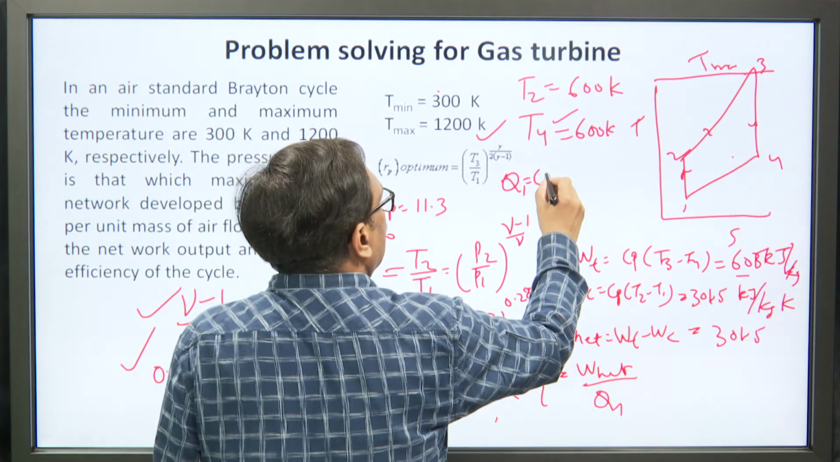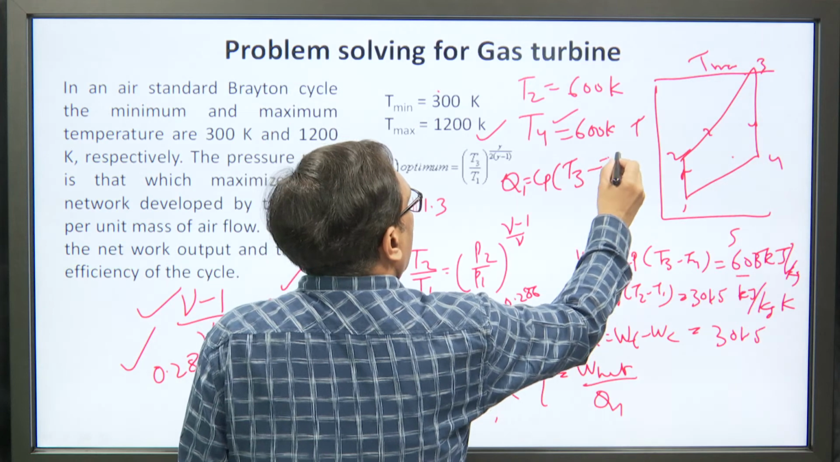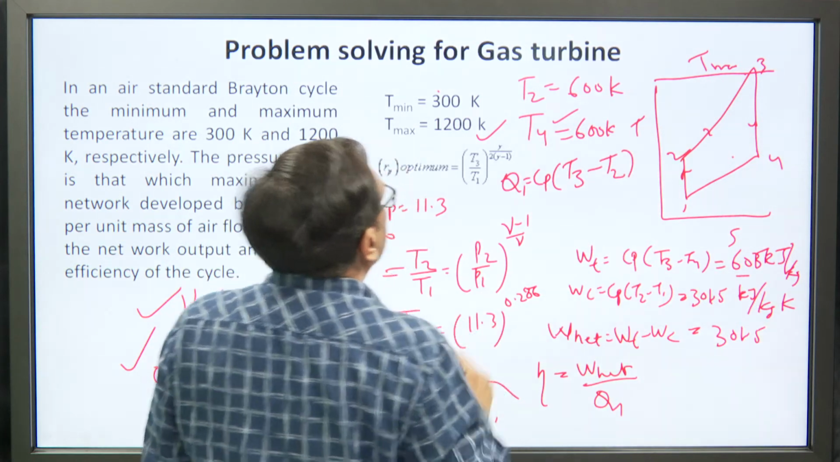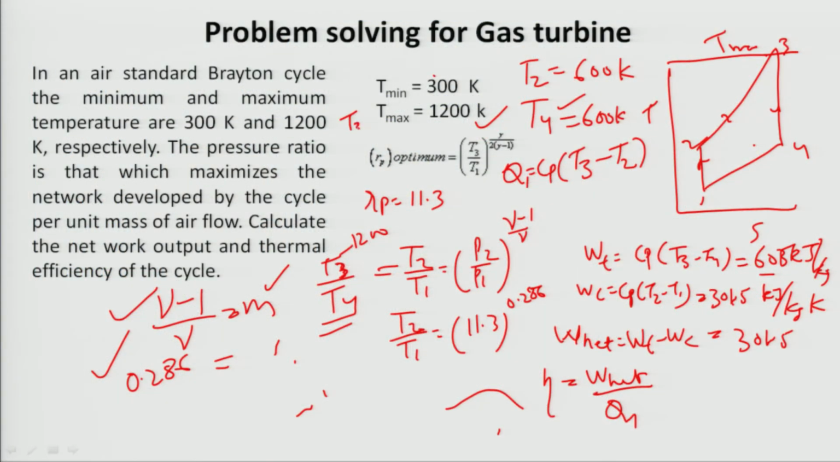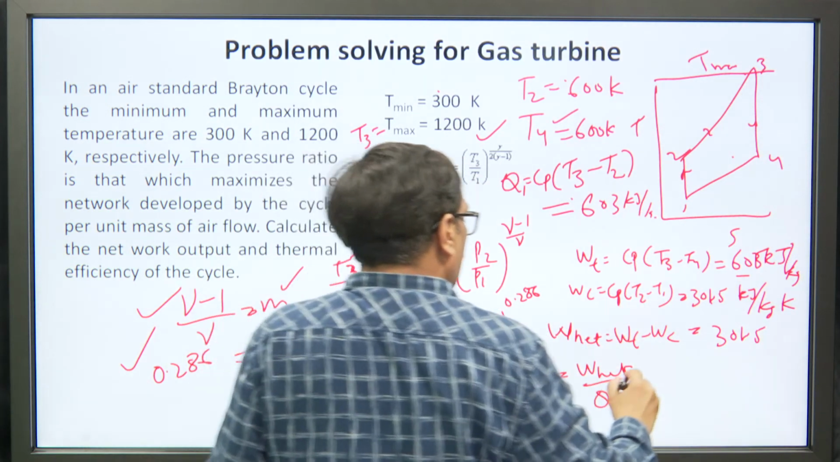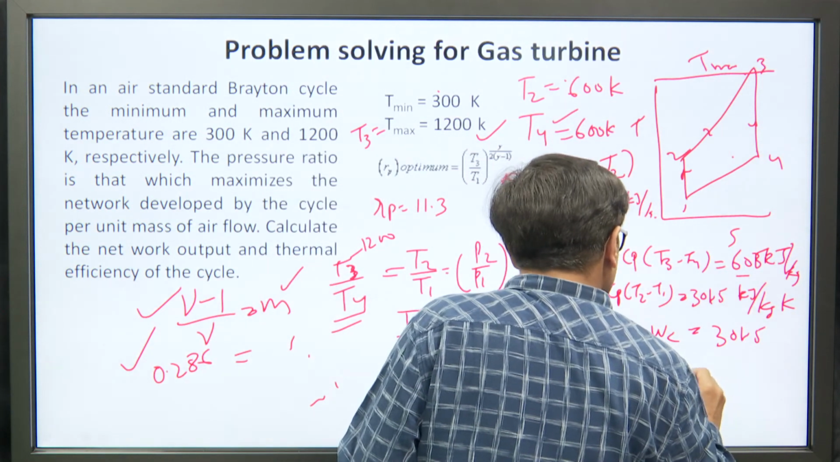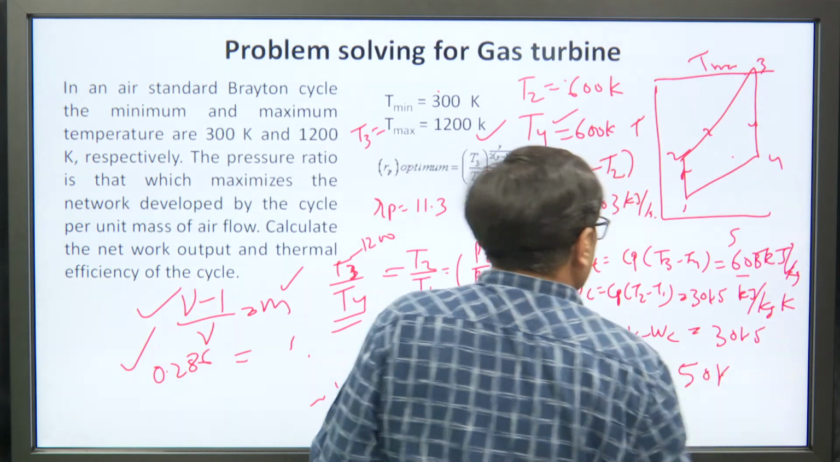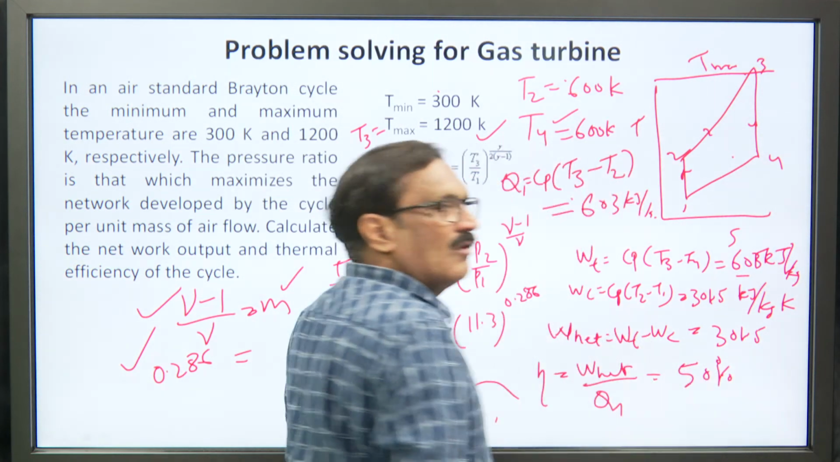Q1 is Cp (T3 minus T2). T3 is known to you, the maximum temperature, and T2 is known to you. Put these in this equation, and finally the value of Q comes to 603 kilojoule per kg of air. Put the value here, you will find the efficiency, it comes to 50%, the efficiency of the cycle.